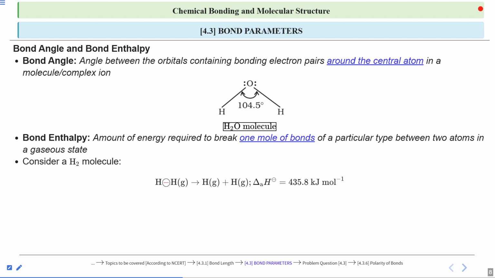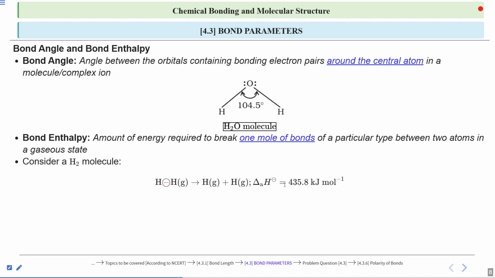Got it? So the overall point is that bond enthalpy is the amount of energy which is required to break 1 mole of bonds. If you are considering it for the hydrogen molecule, then between two hydrogen atoms, we have one bond. Therefore, for 1 mole of hydrogen molecules, we will have 6.022 into 10 to the power 23 bonds. And the energy that is required to break this bond is 435.8 kilojoule per mole.